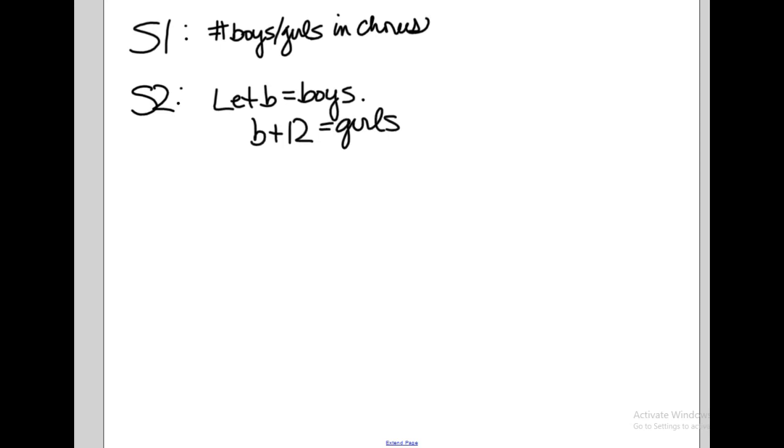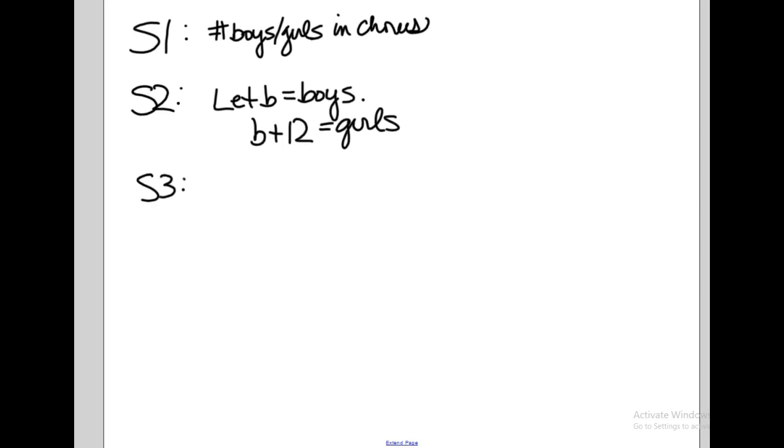Step number 2. You got to define the variables. We need our let statements. They gave us a hint. Who was the domain for? Yeah, choices for the number of boys are 8, 10, and 12. Guess what? For boys, I'm going to let B equal boys. Okay, what's going to be the let statement for the girls? What did it say? There are 12 more girls than boys. So B plus 12, 12 more equals girls. So there's my 2 let statements.